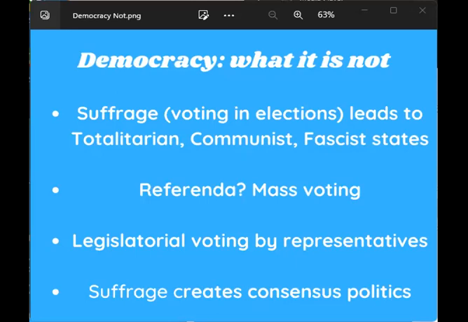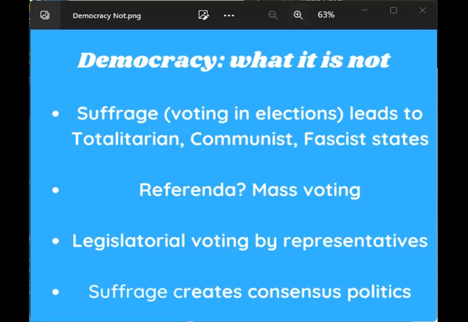Referenda, it's not that either. So mass voting, that's not democracy. That's what you've been taught it means. Legislatorial voting by representatives, that's not democracy either. All suffrage does, which just means voting in an election, it creates consensus politics. If you don't know what that word consensus means, I suggest you look it up, or you can understand that that's just when everybody agrees without really thinking about what they're agreeing to.